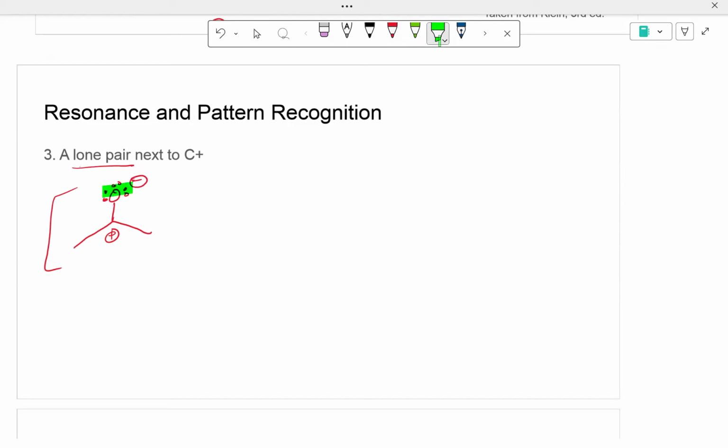So notice this atom has a lone pair and it's next to a carbocation. So I'm going to take one of those lone pairs and move them to form a pi bond. Always forming a pi bond. Notice I'm not drawing that arrow to go to the carbocation. I'm using it to form a pi bond.